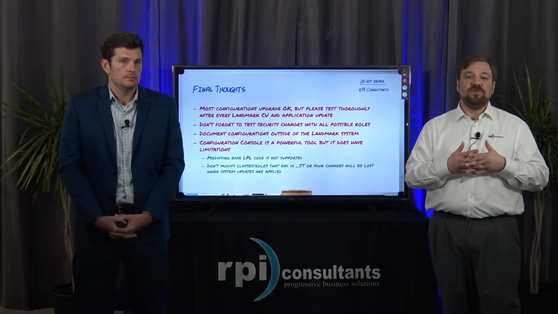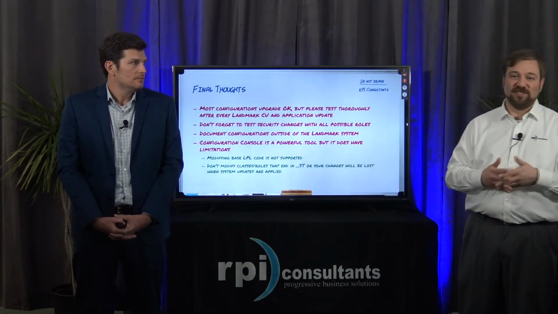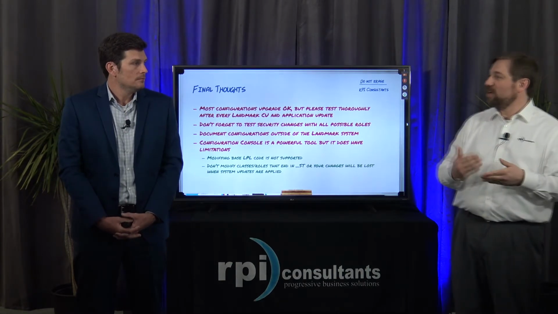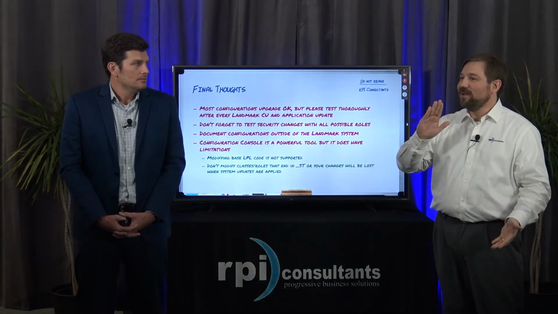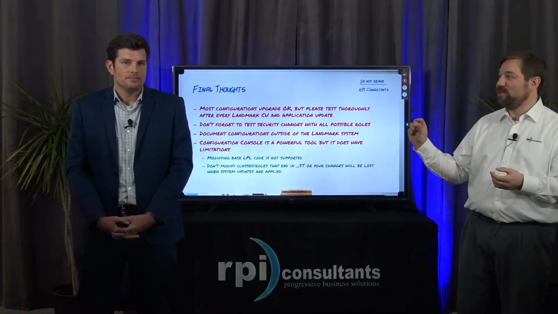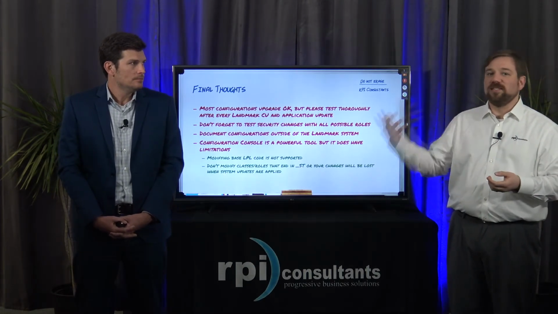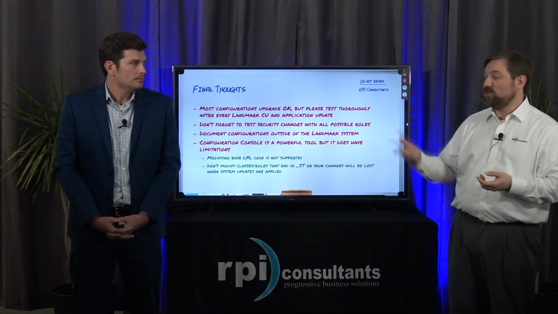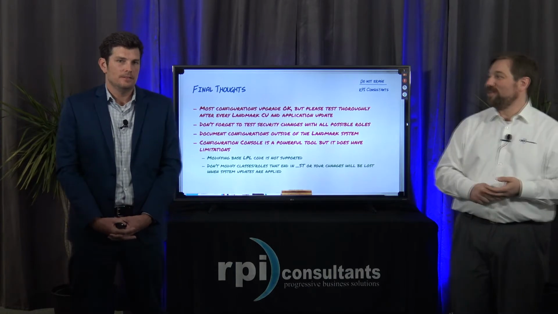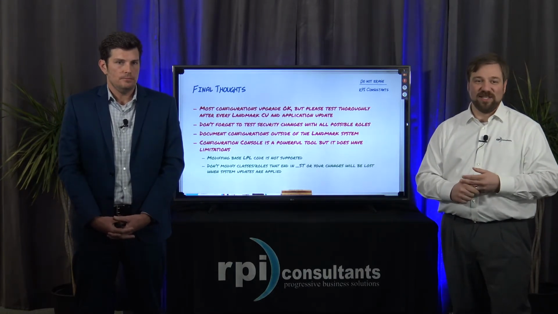Don't forget to test security changes with every single role. The number of times I think you and I have talked to a client who has secured it only in this one security class, but it's still showing up. Why is it still showing up? Why can they see this when they shouldn't be able to? We have to look at every single one of those security classes. So just a little gotcha that happens there.